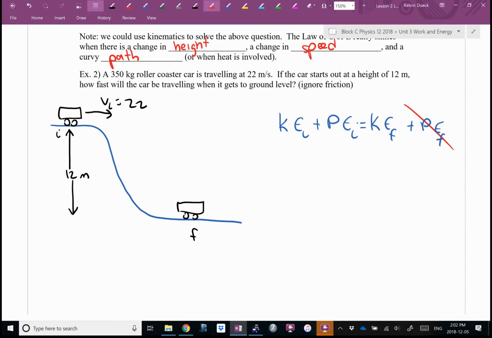Anything else zero? Okay. Well, what's the equation for kinetic energy? A half m V initial squared plus, and potential was m g h initial equals a half m V final squared.